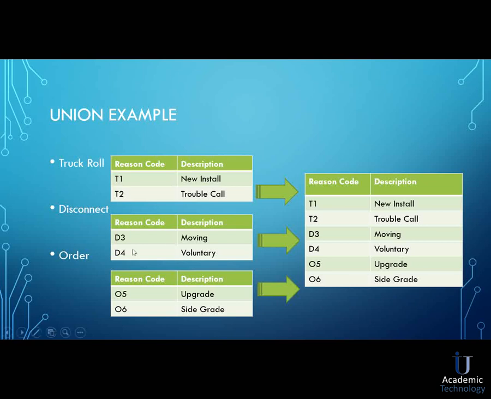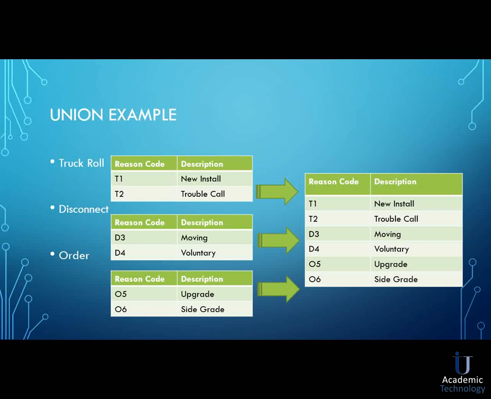So let's say the truck roll was for your technicians that go out and actually do the installation at somebody's place of business or residence. And they have reason codes. So what was the reason that the truck went out there for? New install, trouble call, disconnect.